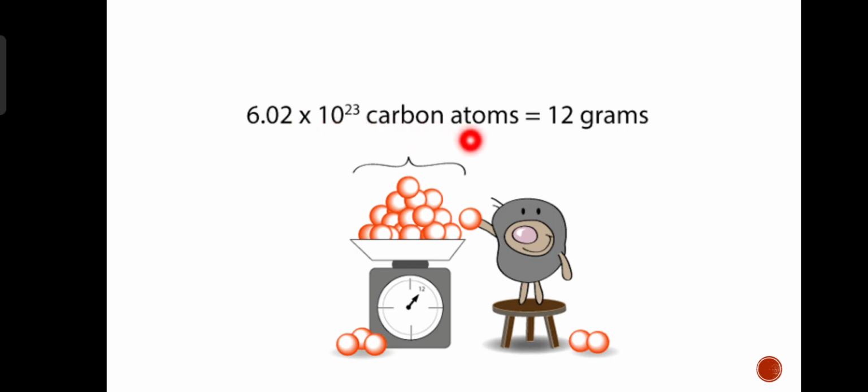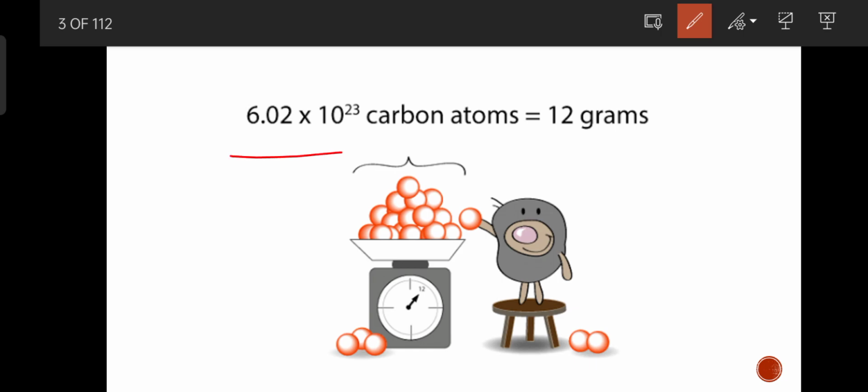So 6 multiply 10 raised to power 23 carbon atoms. What is the mass of these carbon atoms? It is 12 gram. Number of mole is 1. Mole is 1, but the relative atomic mass will remain same.